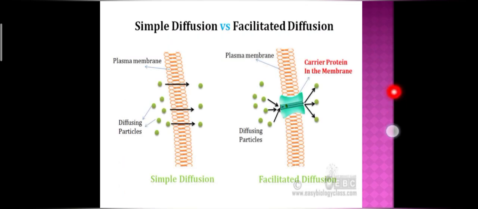So here is the difference between simple diffusion and facilitated diffusion. In simple diffusion, movement occurs from an area of higher concentration to an area of lower concentration without any carrier proteins in the membrane. But in facilitated diffusion, movement occurs from higher concentration to lower concentration, but this movement occurs through the carrier proteins in the membrane. So it is facilitated diffusion.